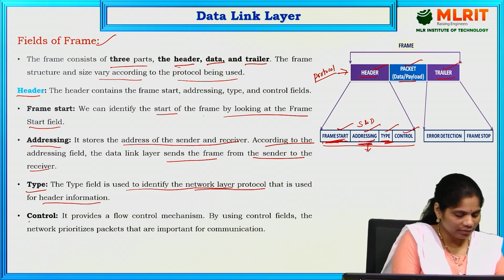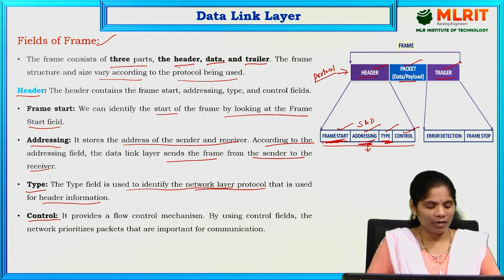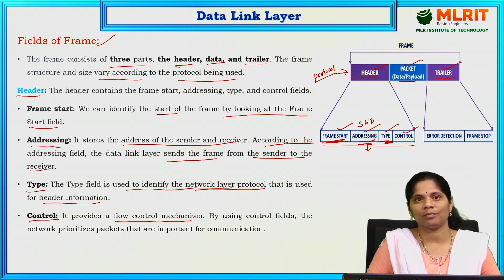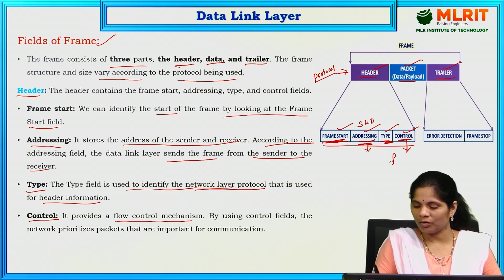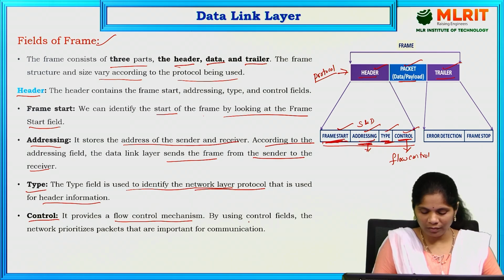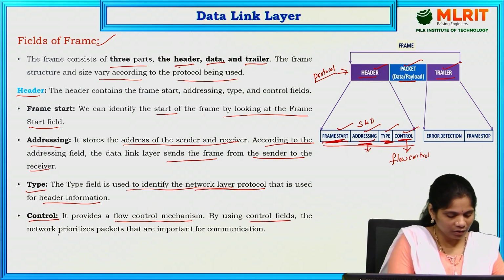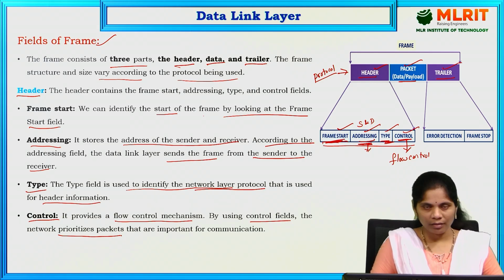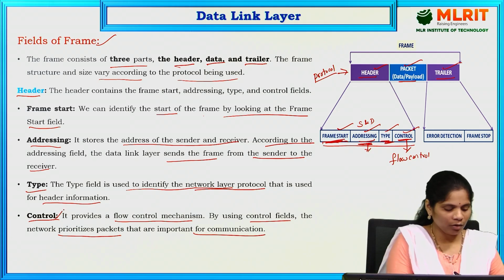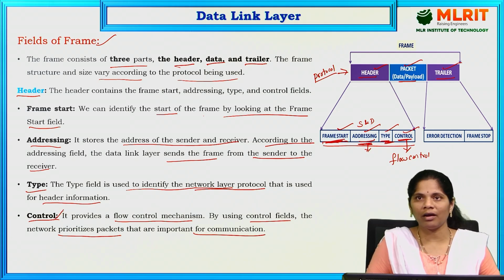And the next field is the control field. It provides the flow control mechanisms. It is mainly talking about the flow control, how the flow is going to be, at what speed the sender is sending, at what speed the receiver is receiving, all comes under the flow control mechanism. By using the control field, the network prioritizes the packets that are important for the communication, which packet I have to send first, that comes under the control field. These are the different fields in the header.